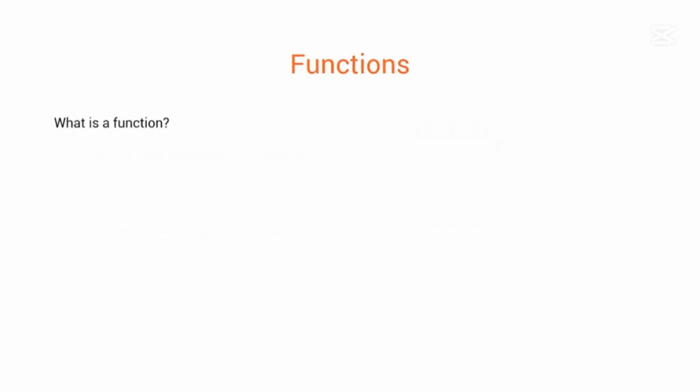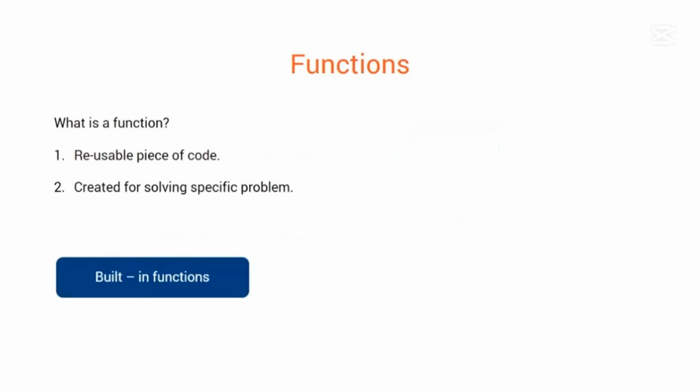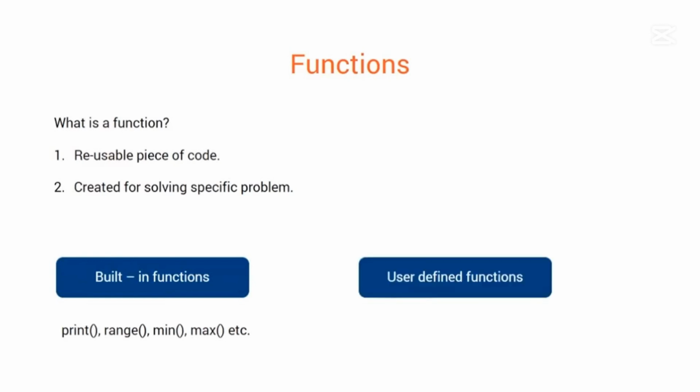So, what is a function? A function is a reusable piece of code created to solve a specific type of problem, like printing any statement, as we saw earlier. Functions are of two types. First, the built-in functions provided by Python, like the print statement we commonly use, the range function that we saw in the loops, min, max, etc. The second type of functions are user-defined functions that we can create to solve our problem, for example a function to calculate the area of any circle.